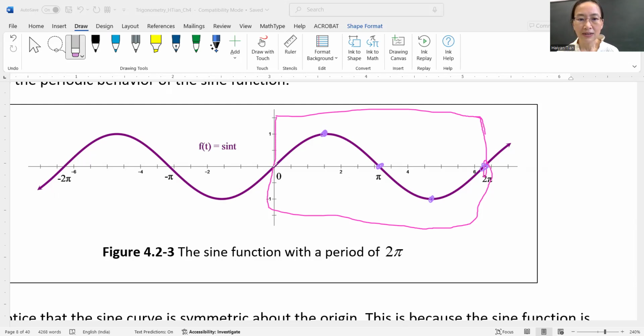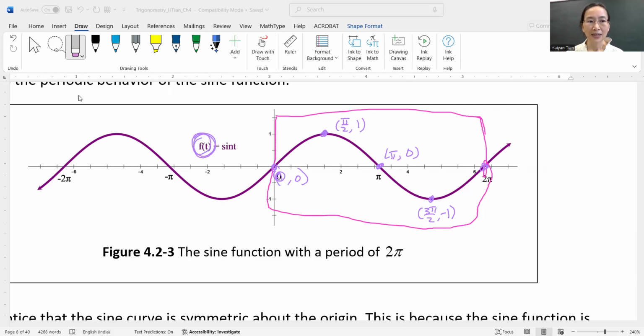Okay, we have 3 intercepts. So let's see, this is a 0. When t is 0, the y is 0. When t is half of pi, this point, y is 1. When t is pi, y is 0, x-intercept. And then here, when t is 3 pi over 2, the function value, we can say sine of t is -1. Yeah, when I said y, I mean the function, not the y coordinate of that point anymore.